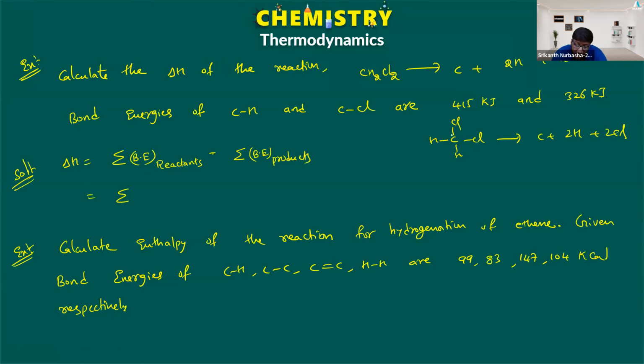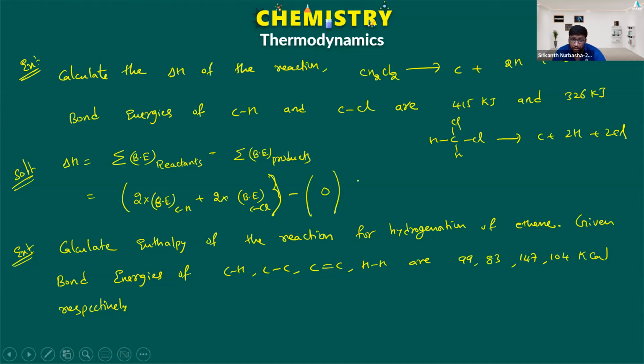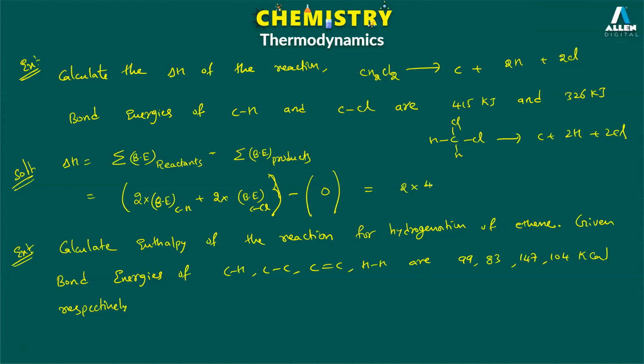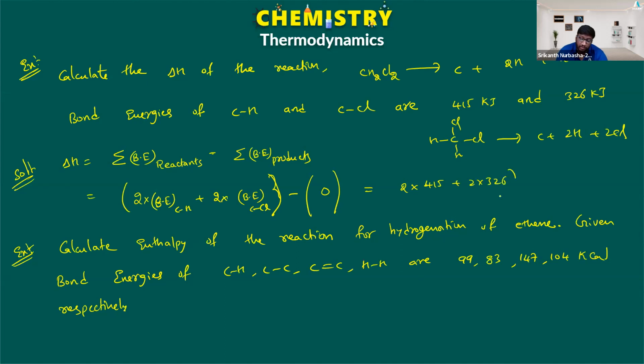What are the bond energies of the reactant CH2Cl2? We have how many CH bonds? 2 CH bonds. How many CCl bonds? 2 CCl bonds. So 2 into the bond energy of CH bond plus 2 into the bond energy of CCl bond, minus, in the product side we have no bonds, so it is 0. Free atoms, no? So 2 into 415 plus 2 into 326 is 1482 kilojoules. This is going to be the right answer.